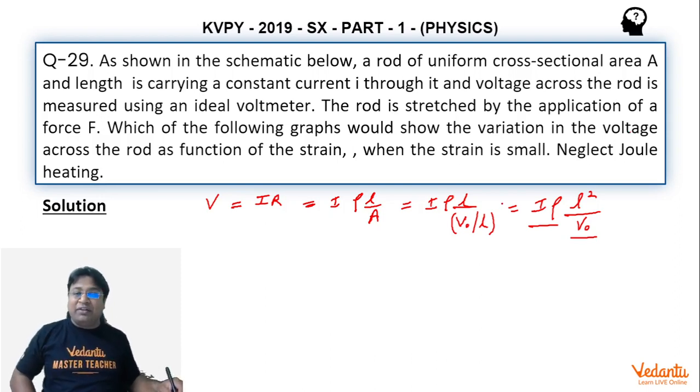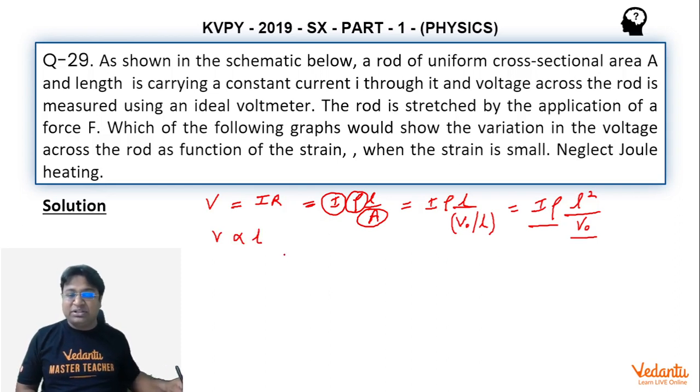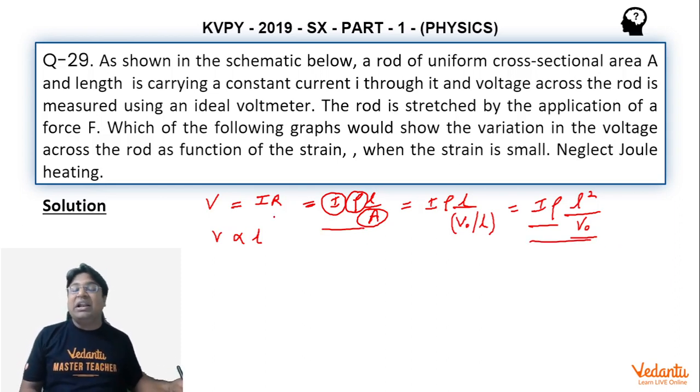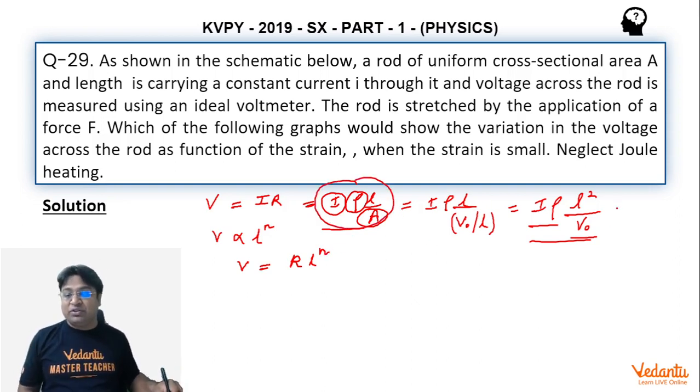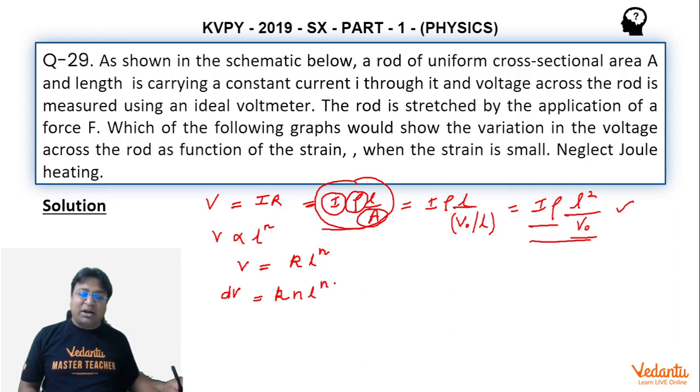So let me depict it. We have two options. Either we consider V to be proportional to L, if I consider these three as constant, or, if I go by this formula, V is proportional to the square of L. To consider both situations simultaneously, let's declare that V is proportional to L raised to power n, or V equals some constant k into L raised to power n. You can choose n as 1 or n as 2 depending on the expression. Now if I differentiate this relationship, I'll write dV equals k n L raised to power n minus 1 into dL.